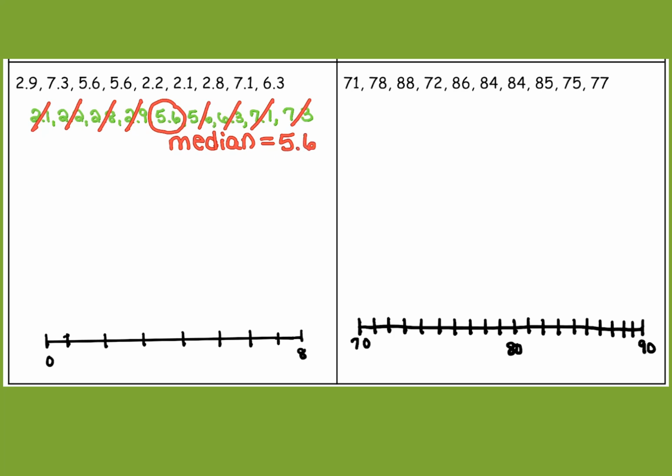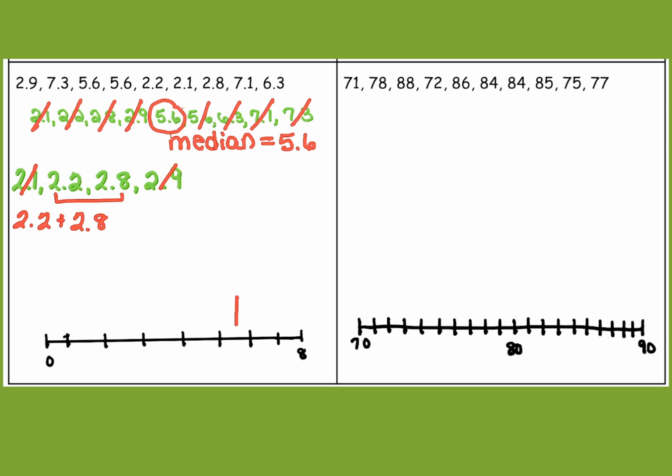Now let's mark 5 6/10 on our number line. The next step is to find the median of the lower quartile. So we are going to use all of the numbers below our median to find the Q1 value. Remember to mark the numbers off lowest and highest in order to get the middle numbers, which in our case is 2 2/10 and 2 8/10.